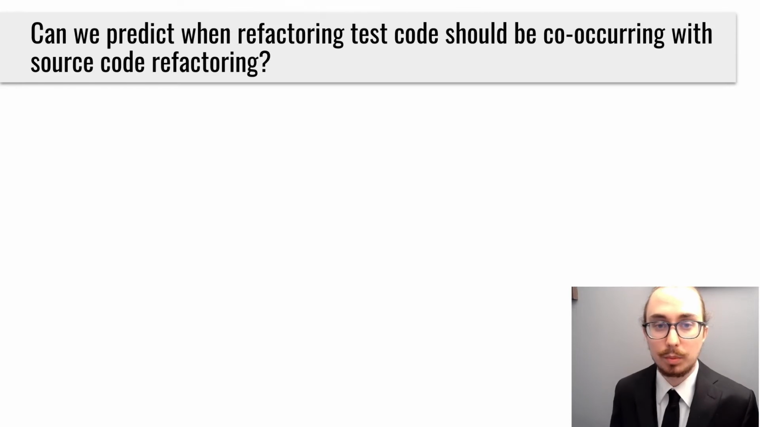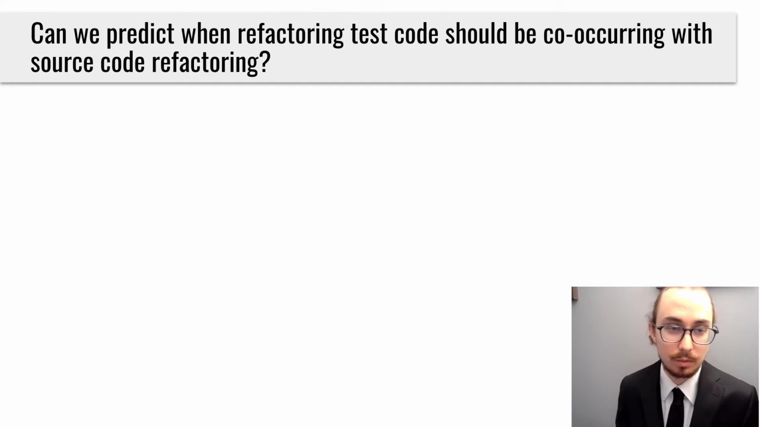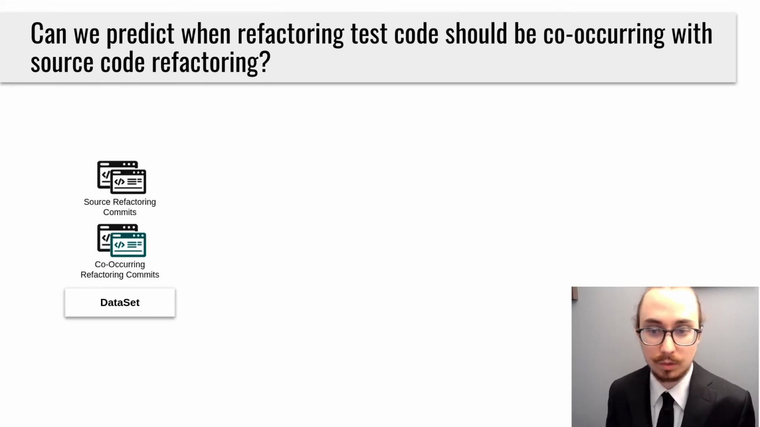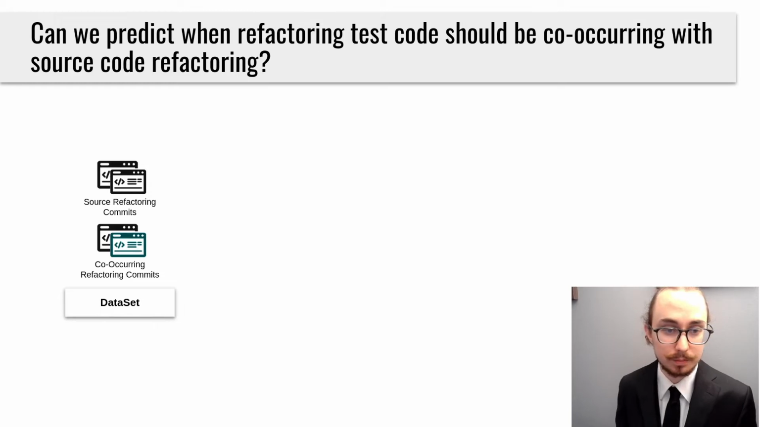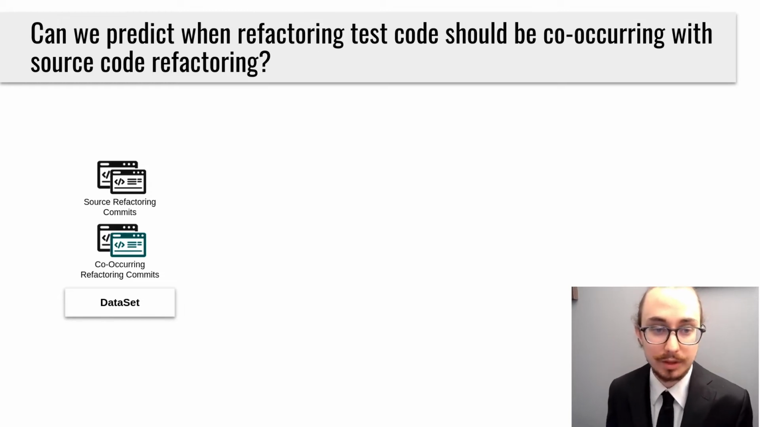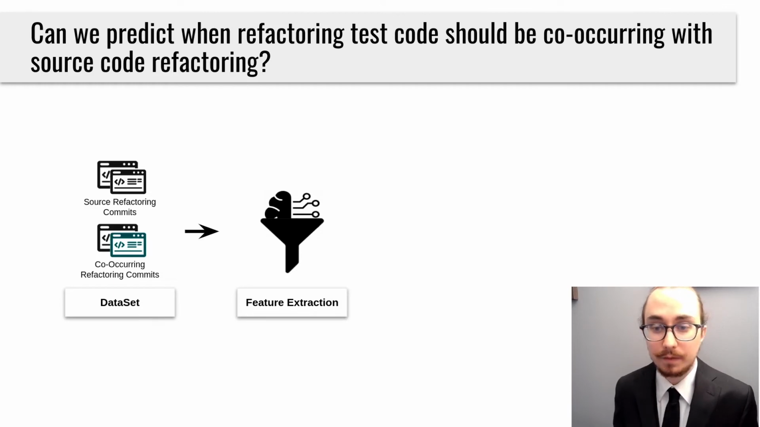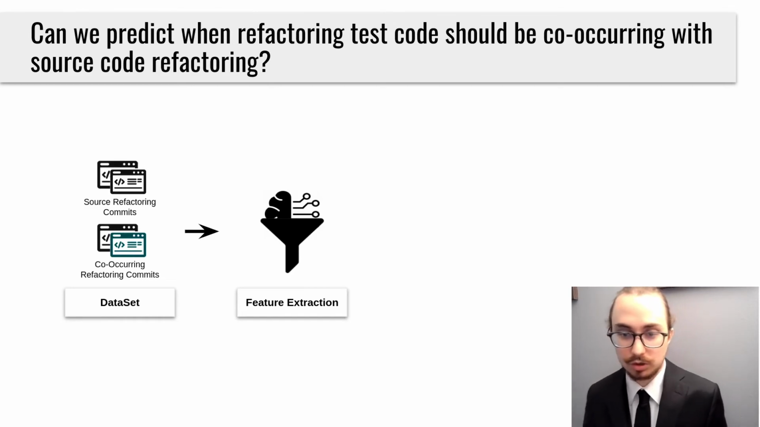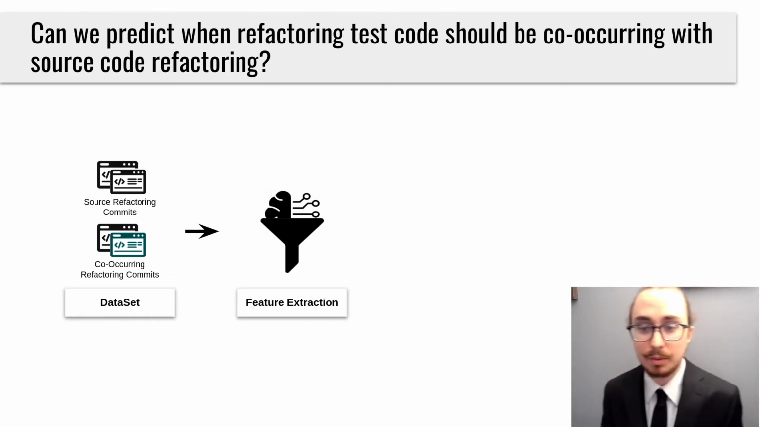And so what can we predict? Can we predict whether developers should refactor test code while they are refactoring their source code? Whether they should be co-occurring when they're refactoring their source code. So we take source code refactoring commits and co-occurring refactoring commits from the data set that we got from the previous step, and we extract features. These features include features from the source refactoring commits to be able to predict whether they should also be co-occurring at that point. Some of these features include developer refactoring experience, or the refactoring size of each of these refactorings applied in the commit.